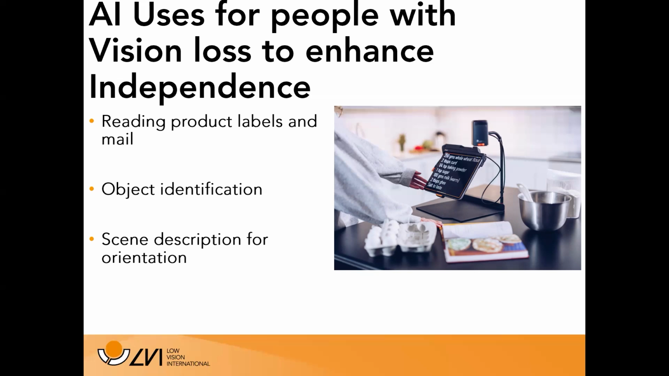You can use AI for things like reading product labels and mail, object identification, scene description for orientation. So let me give you some specific examples. I have a customer who has become a friend. She is well into her 80s and she has age-related macular degeneration. She is not afraid to embrace technology. She wants to figure it out and learn it. She's not the fastest to learn it, but she's not afraid to dig in there and figure it out.